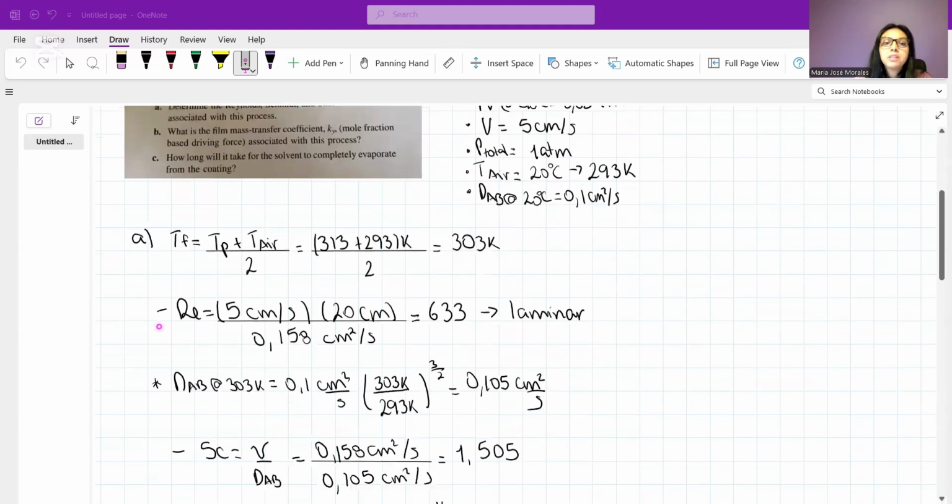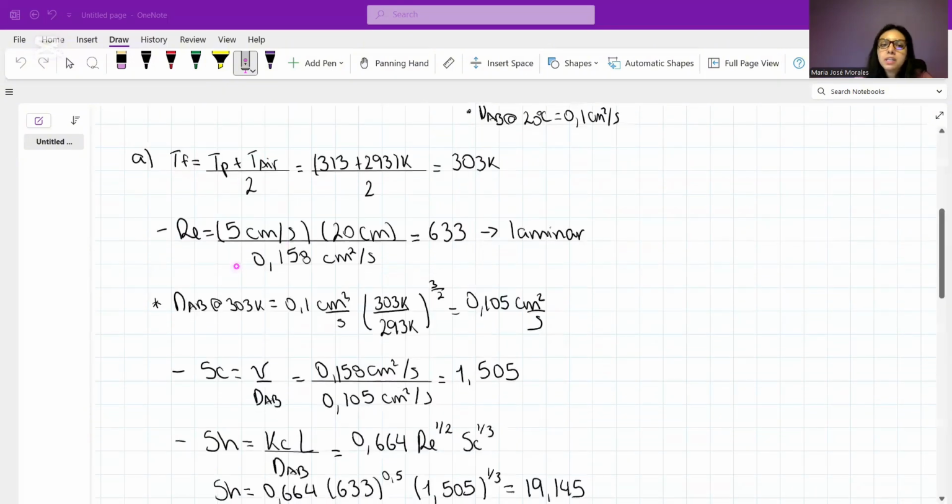So first we have to calculate the Reynolds number, which is the velocity times the length divided by the kinematic viscosity at 303 Kelvin. To know this temperature, we have to calculate an average temperature between the temperature of the plate and the temperature of the air. Now, calculating this, we have a result of 633, which is a laminar flow.